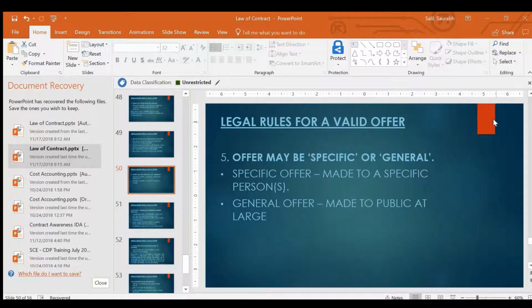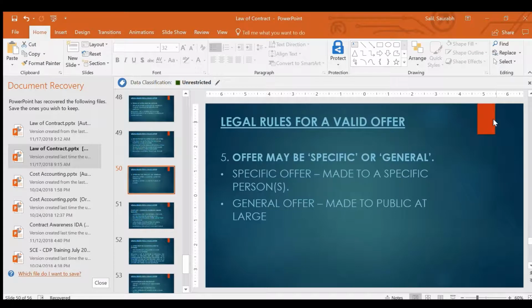Alright, let's come on to the next rule. The next rule is an offer may be specific or general. By specific offer, I mean an offer which is made to a specific person or persons or a specific group of persons. For example, I make an offer to Mr. A. It is a specific offer which is made to Mr. A. If I make an offer to Mr. A and Mr. B, it is still a specific offer because it is directed towards Mr. A and Mr. B. And if I make an offer to all the employees of XYZ company, that will still be a specific offer because it is made only to the employees of XYZ company and no one else.